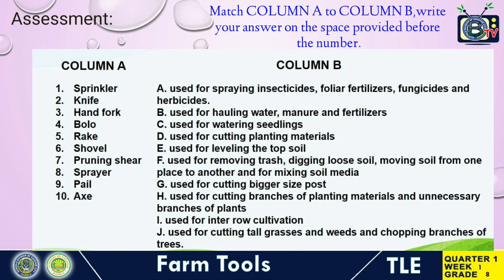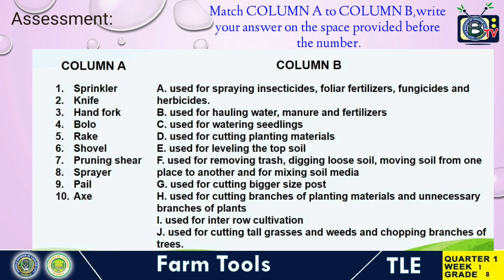Under your column B, these are the different uses of tools. Letter A, used for spraying insecticides, foliar fertilizer, fungicide, and herbicides. Letter B, used for holding water, manure, and fertilizers. C, used for watering seedlings. D, used for cutting planting materials. E, used for leveling the topsoil. F, used for removing trash, digging loose soil, moving soil from one place to another, and for mixing soil media.